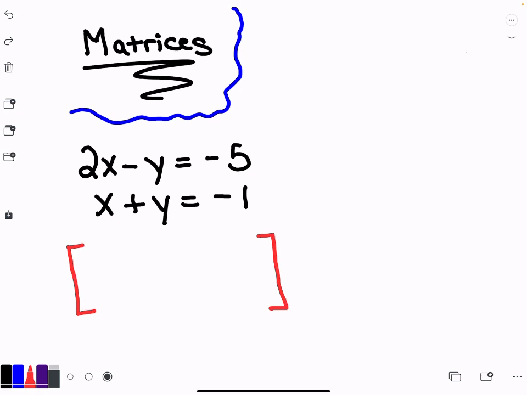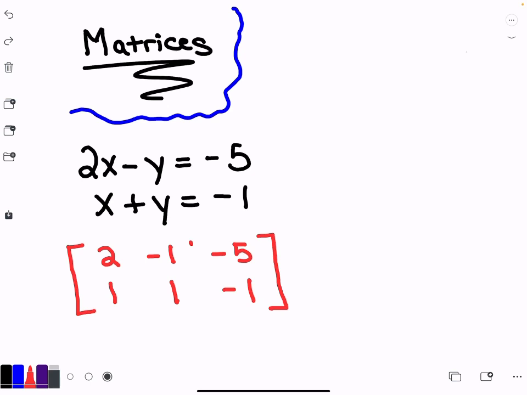So for this system, I'm gonna put a 2 because that's the coefficient that's in the first equation. Then I see a -1, then I see a -5. Then for the second equation, I see a 1, I see a 1, I see a -1. Now see how the numbers match up to what I put into the matrix? So that's how you basically do a matrix for a system of equations. You just take the numbers and you put them into this little box.